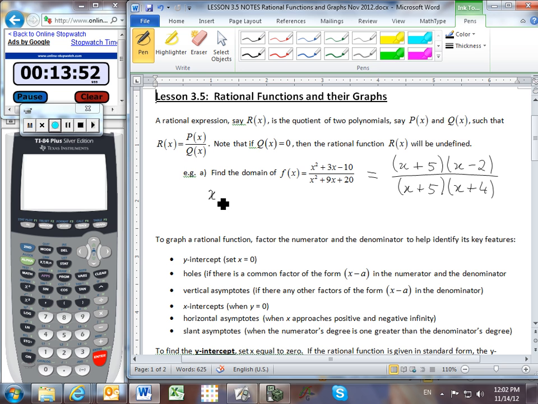So clearly, we don't want x plus 5 to equal 0, because that would create a 0 denominator. Similarly, we don't want x plus 4 to equal 0, because that would give me a 0 denominator. And therefore, we can say that x is any real number, however, x is not equal to negative 5, and x is not equal to negative 4. So all real numbers except for those two amounts.